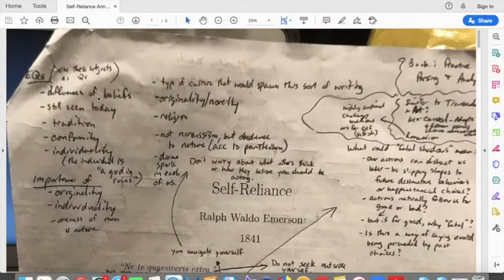This is just a tutorial and review on how to analyze for the claim of a nonfiction or informational text. In this instance, before leaving for extended spring break, we're reading the essay titled Self-Reliance by Ralph Waldo Emerson.